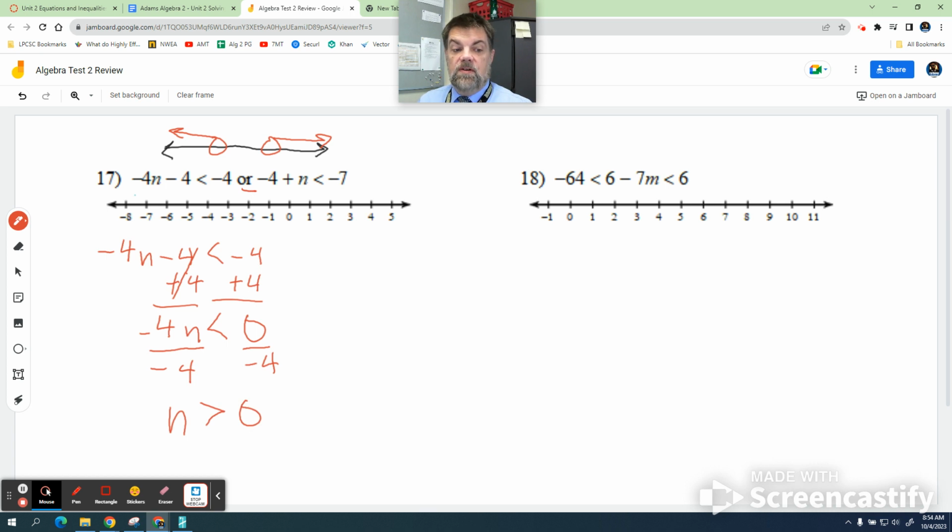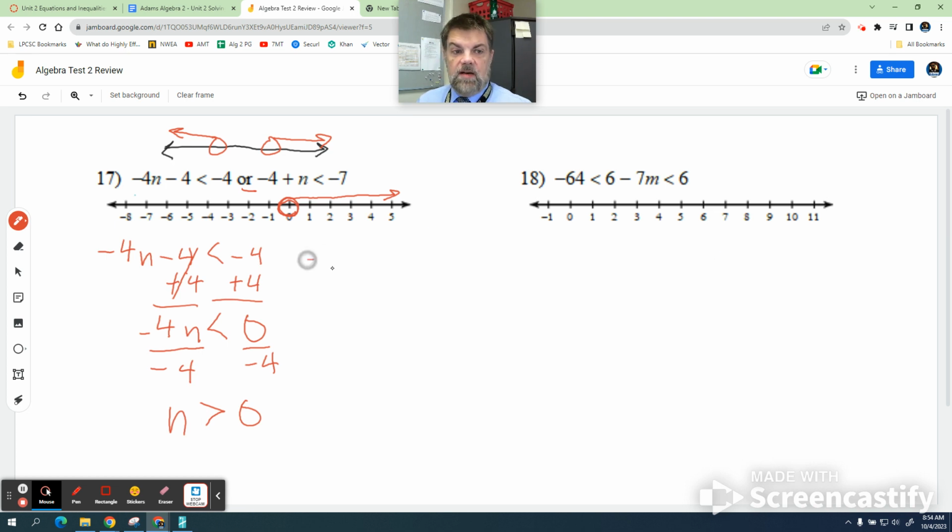So this becomes n greater than 0. So over here, I'm going to put an open circle at 0, right? Why the open circle? It's greater than. Yeah, there's no equal sign, right? And then I'm going to go greater, which is this way. Does that make sense? All right. So let's do the other one.